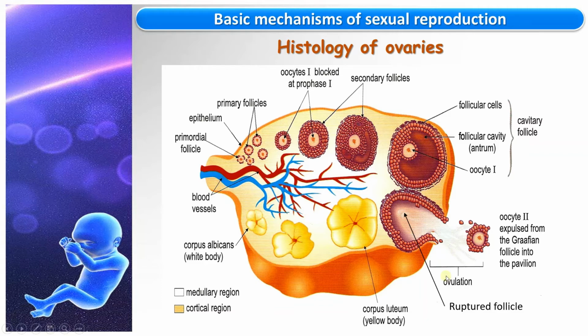Ovulation is the expulsion of the oocyte from the Graafian follicle into the fallopian tubes. The part of the follicle that remains in the ovary is called the ruptured follicle, and it turns into the yellow body. Then the yellow body regresses in size to give the white body.